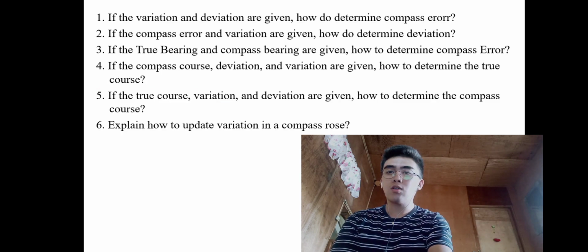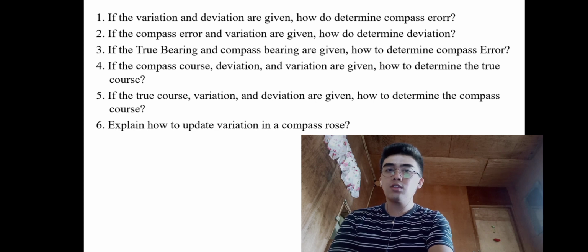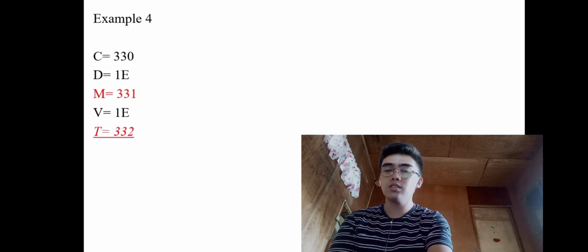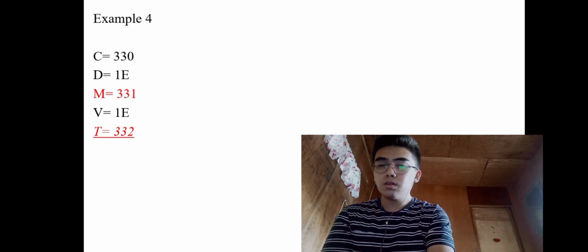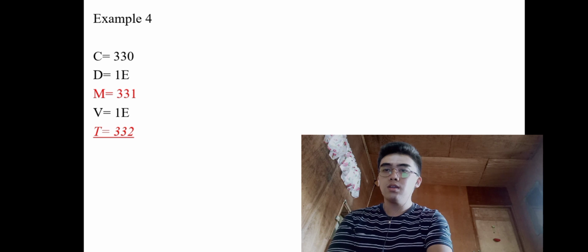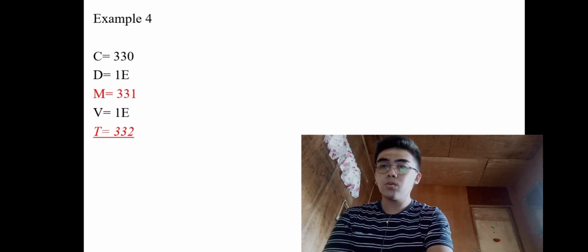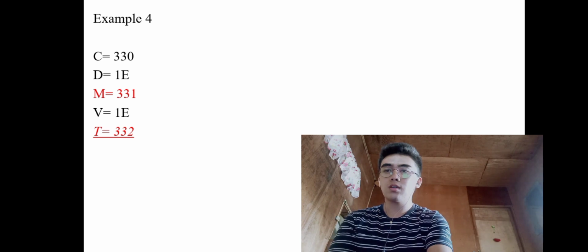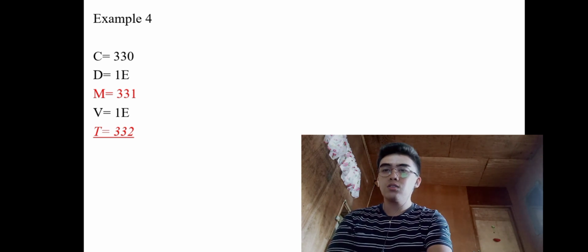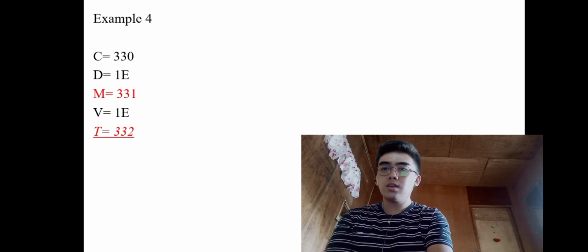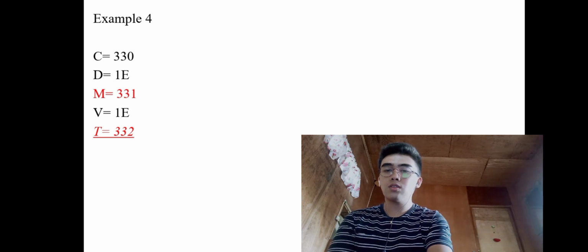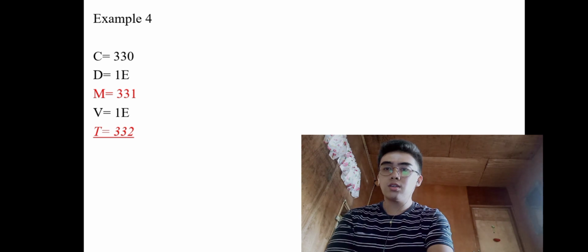So next question, if the compass course, deviation and the variation are given, how to determine the true course? So in here, we must do the compass to true method because we're going to determine the true course. In my example here, compass course is 330 degrees, deviation 1 degree east, and the variation here is 1 degree east. So we must calculate first the compass course and deviation to get the magnetic course. If east, we must add. If west, we must subtract. In the example here it is east, so we must add. So the magnetic here is 331 degrees, and next we must add the magnetic and the variation to get the true course. So the true course here is 332 degrees.